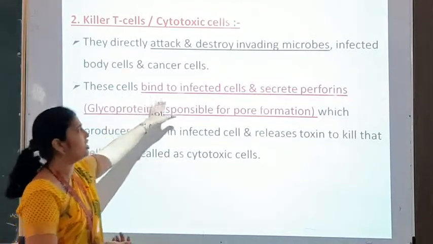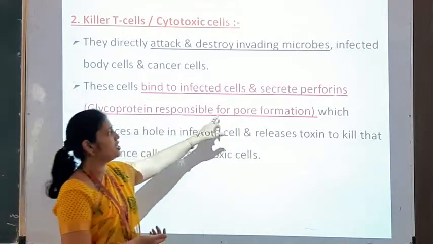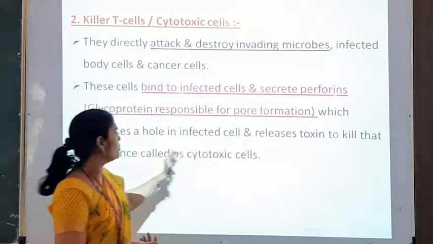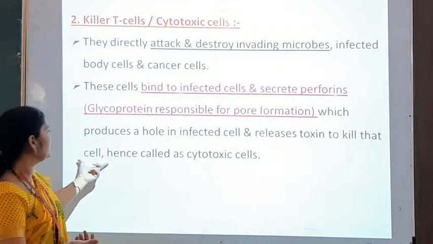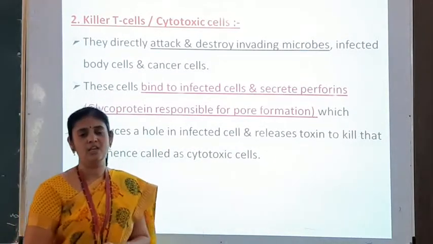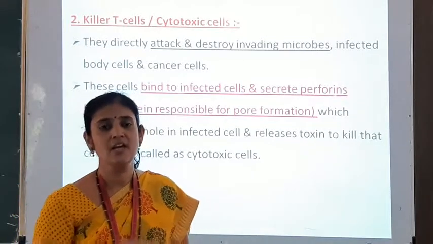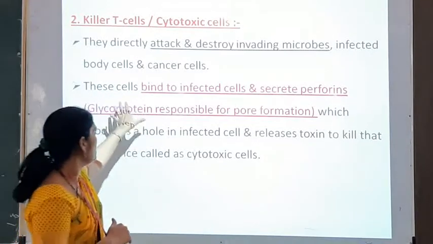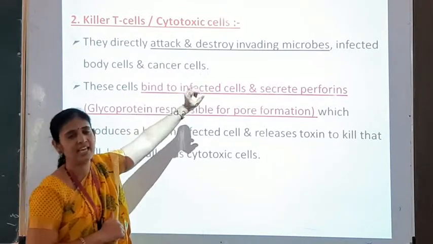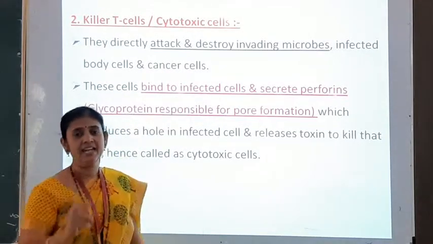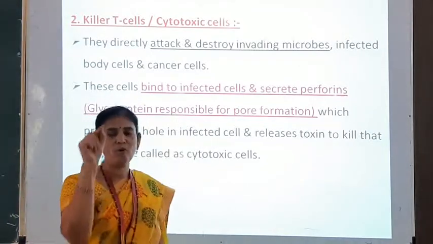These cells bind to infected cells and secrete perforins, that is a glycoprotein responsible for pore formation, which produces a hole in the infected cell and releases toxin to kill that cell, and hence called a cytotoxic cell. So why are these killer T cells called cytotoxic cells? Here we can see when this killer T cell or cytotoxic T cell binds to the infected cell, it secretes perforin. It is a glycoprotein which is responsible for pore formation.